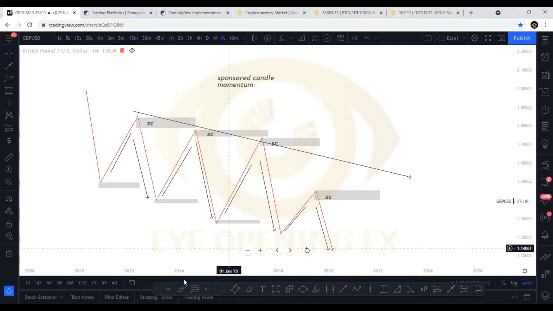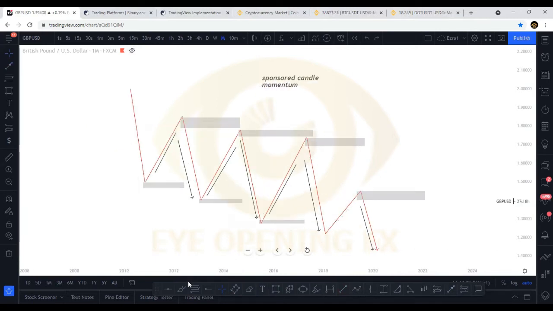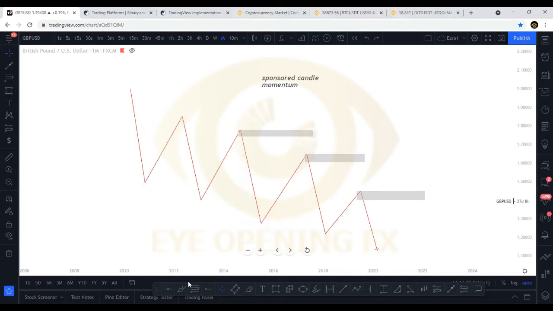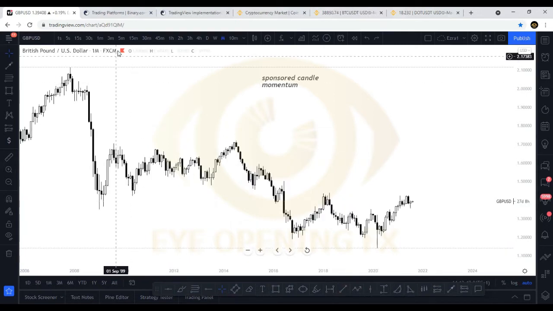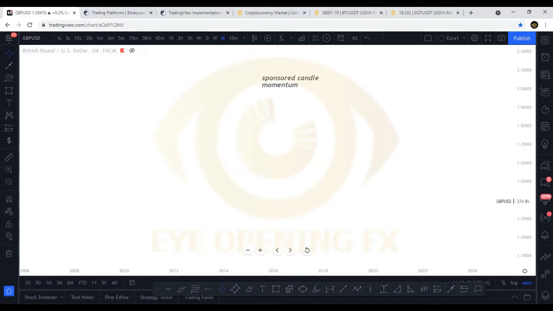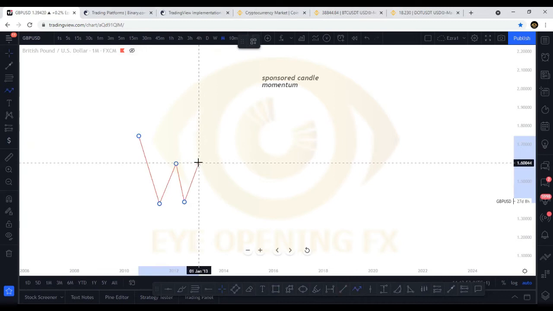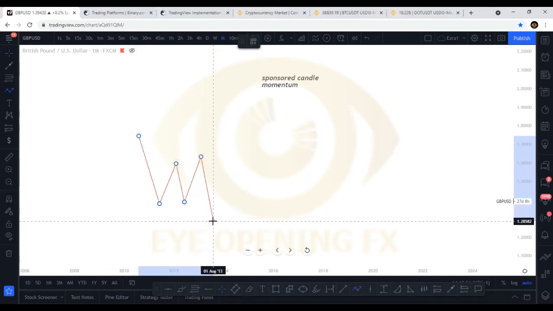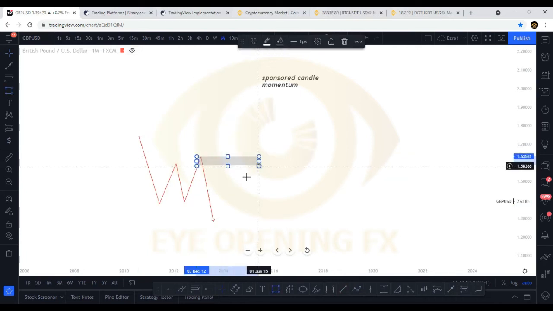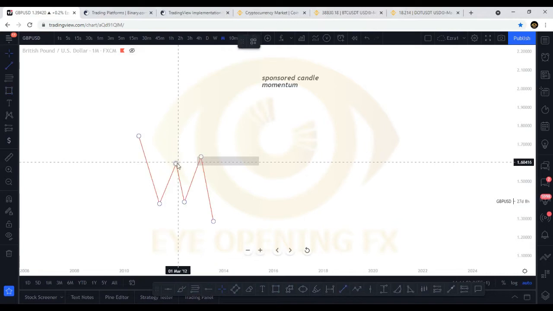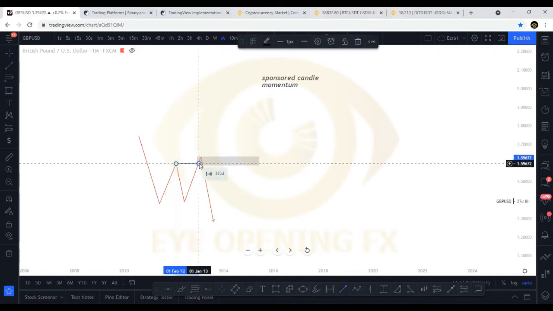Now another part of this sponsored candle is this. You already know that you're on a downtrend. Now let's take for example, when the market gave us something like this. The last candle here is your sponsored candle. It raided this very high.